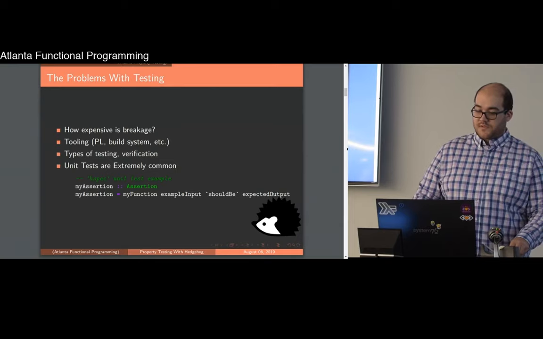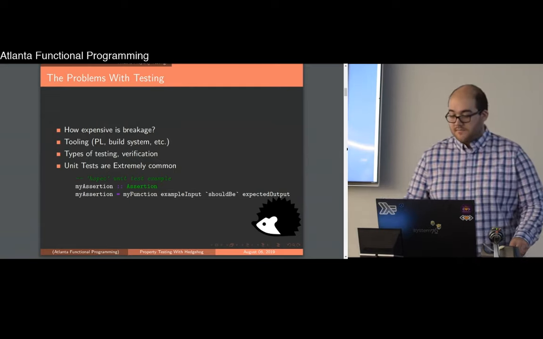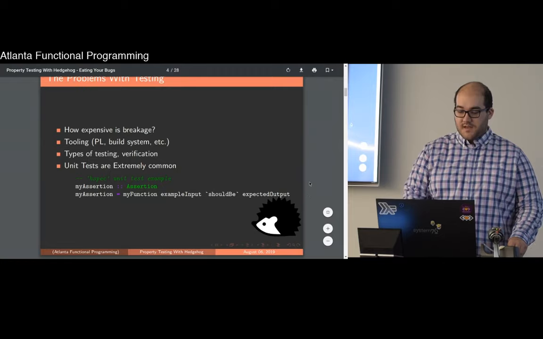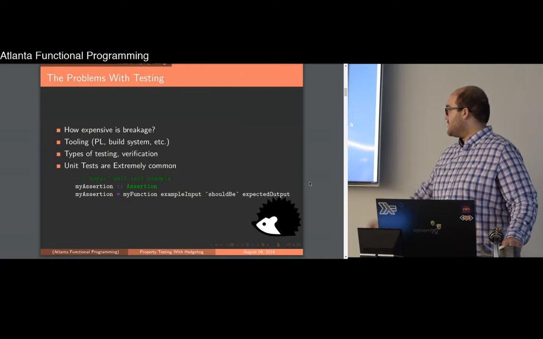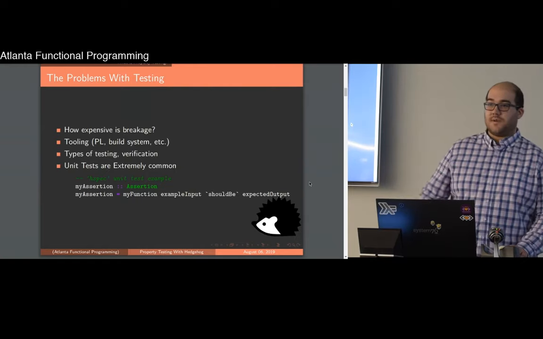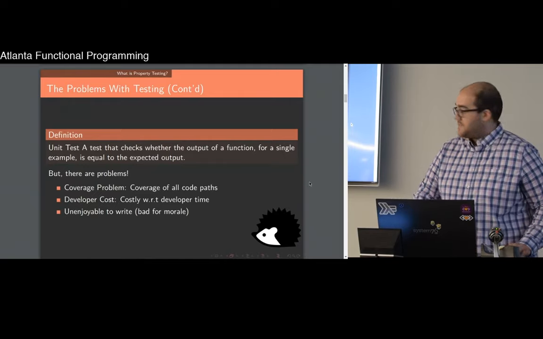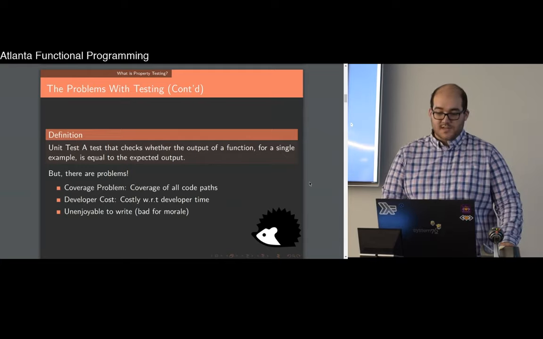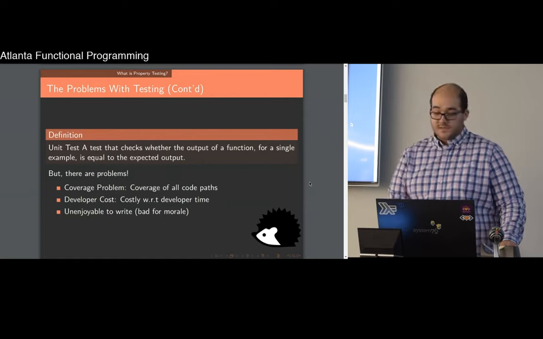Most of the time people resort to what are called unit tests. And these are extremely common. Here's an example of a unit test in HSpec. HSpec is a Haskell library for doing unit testing, and you have my assertion, which has the type assertion, and it reads, my function applied to example input should be expected output. So we can see the definition of a unit test, which I'm sure many of you already know, but it's best to be clear: a test that checks whether the output of a function for a single example is equal to the expected output. But there are problems with this.